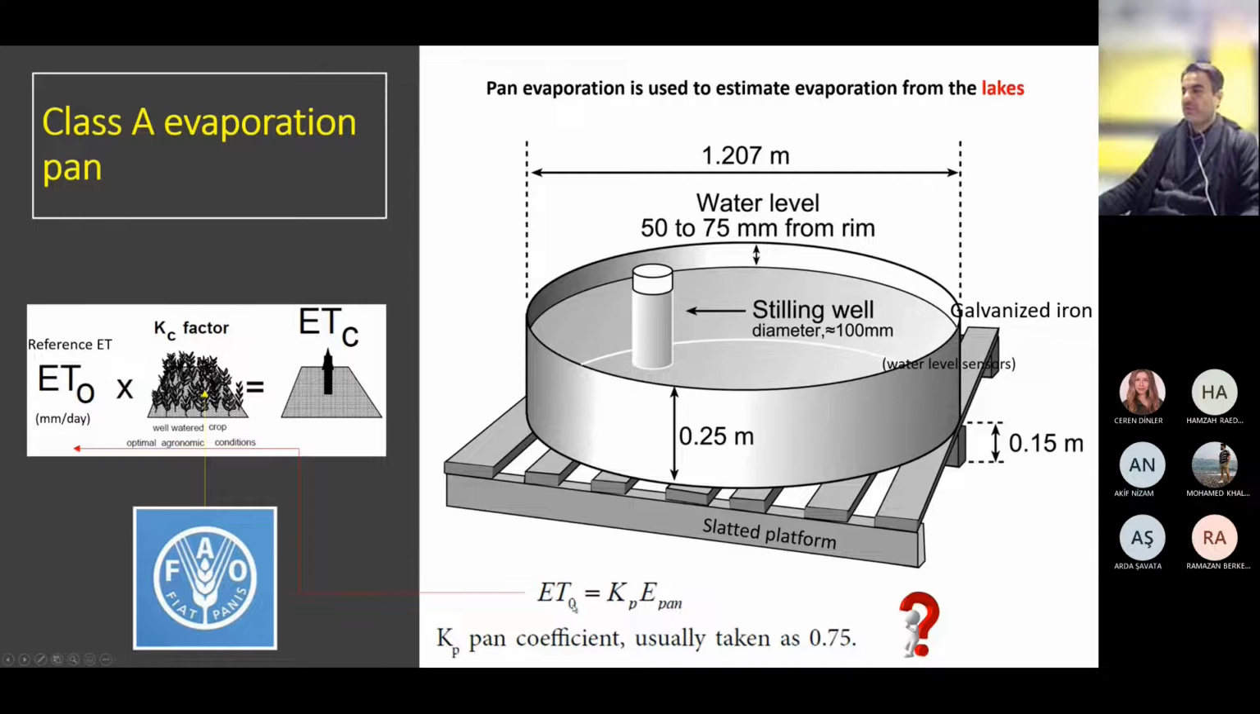As you see, ET0. Okay, here is a question. The slide says that commonly we can take Kp equals to 0.75, or generally a coefficient less than 1, to reduce the amount of evaporation that we measured in the pan before accepting it as evaporation from a lake. Can you guess why we apply this correction factor?